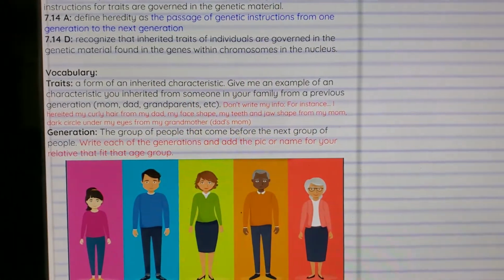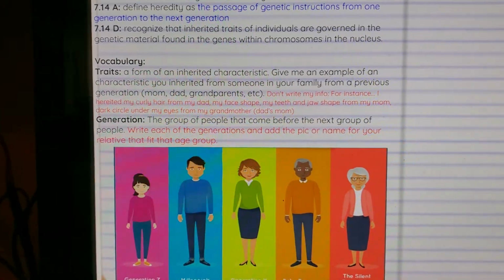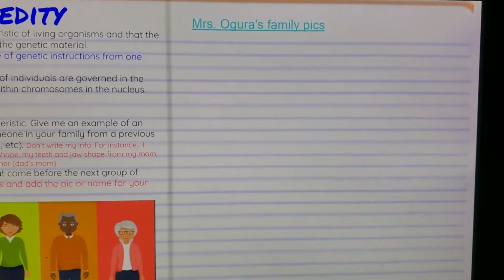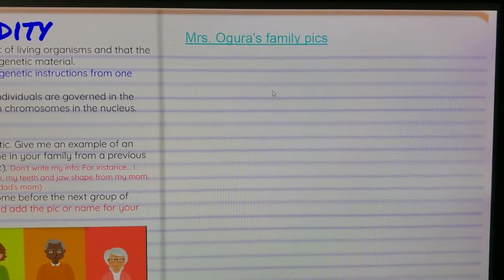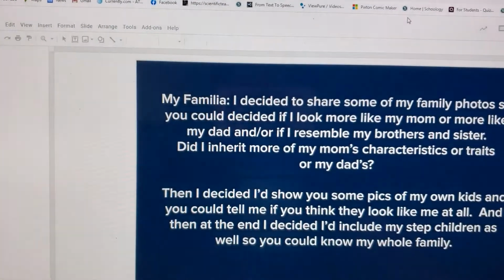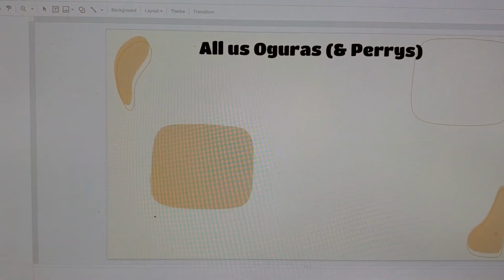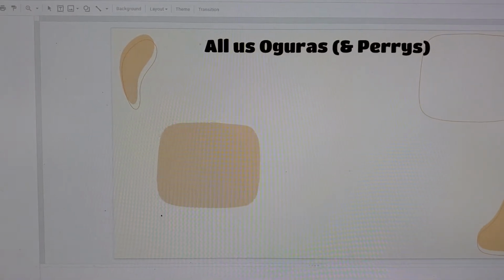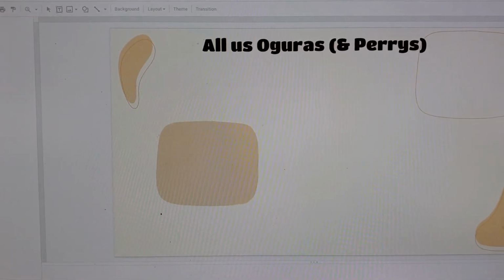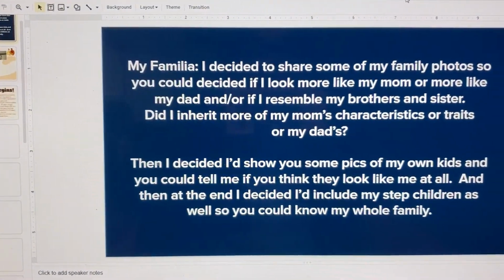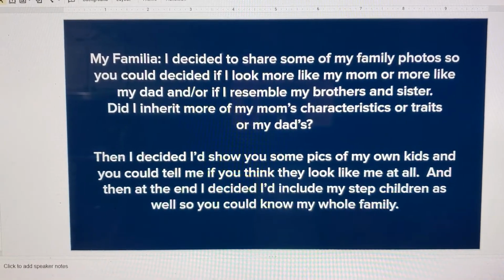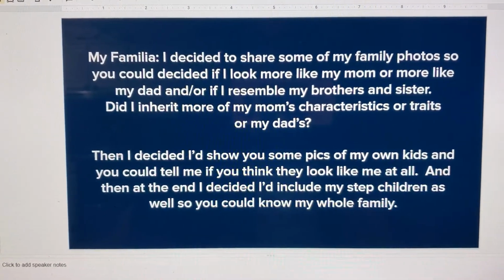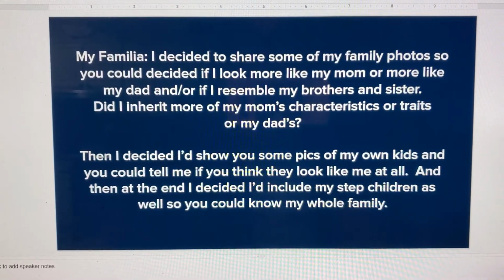So one thing I know I've never done that I said I was going to do is share some family pics. So I've included them here. Unfortunately, I didn't put my dogs in it, but I will at some point. But I'm going to show you where my genes come from and how I've passed down my genes. And it has to do, of course, with the genes I've passed down to my kids. So I decided to share some photos of my family.